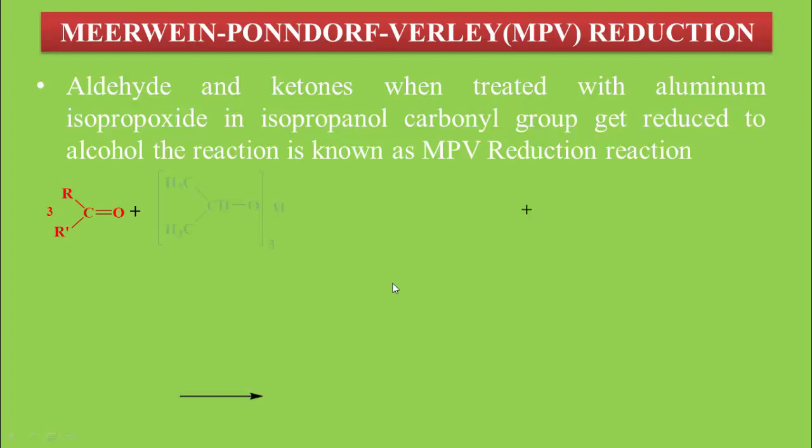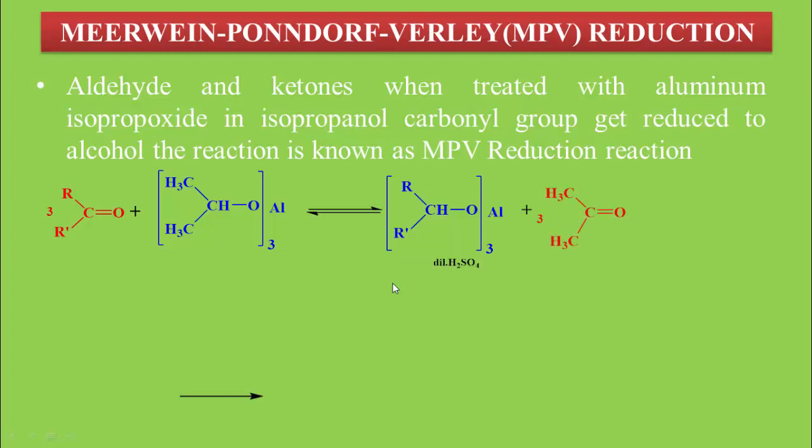Suppose this is the ketone. The ketone, on treatment with aluminium isopropoxide, first produces the intermediate product. This intermediate product, on treatment with dilute H2SO4, produces the alcohol. That is, the ketone is converted into the alcohol. This reaction is known as the MPV reduction reaction.